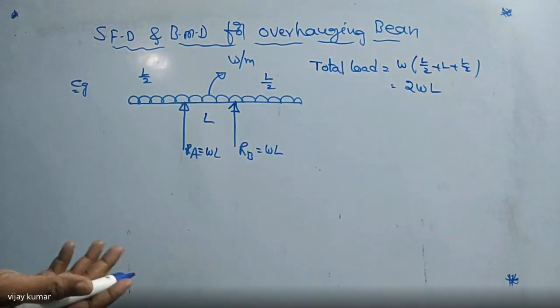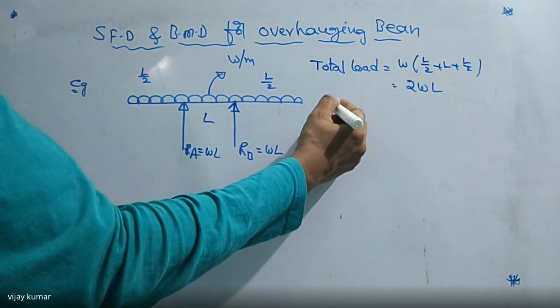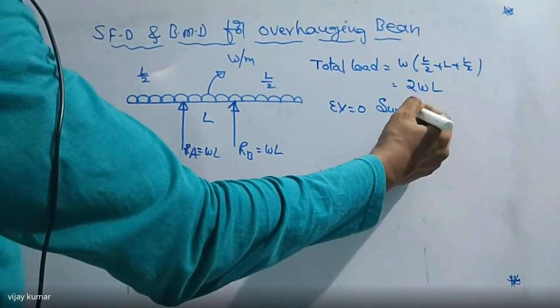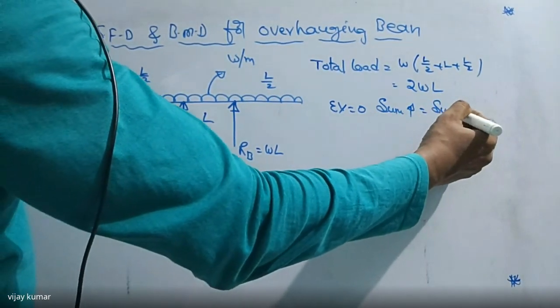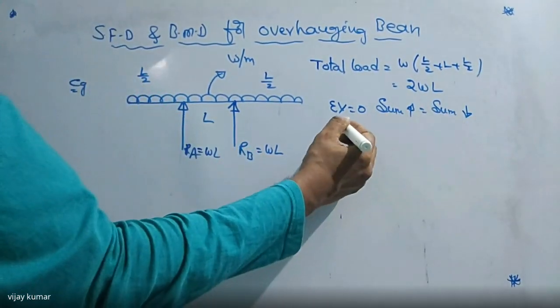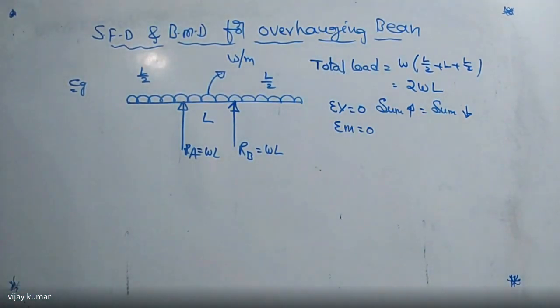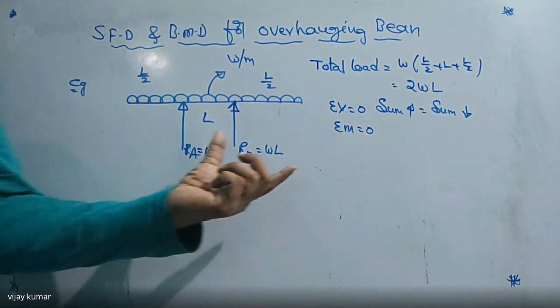Otherwise, we can follow the same rule. What is the same rule here? That is sigma y is 0, that means the sum of upward forces is equal to the sum of downward forces. And another one is that the moment about any point is equal to 0. And find the RA and RB values. Or you got my point or not?